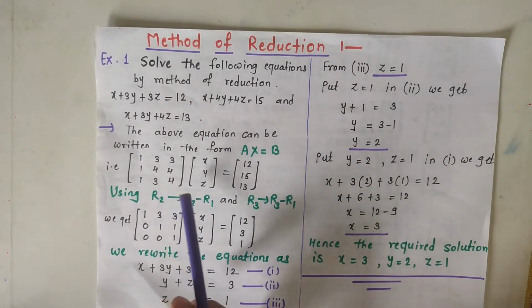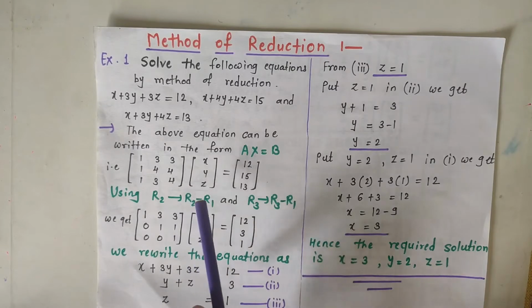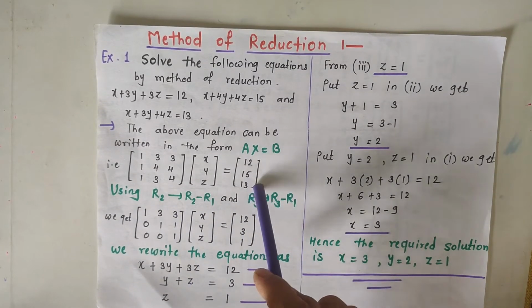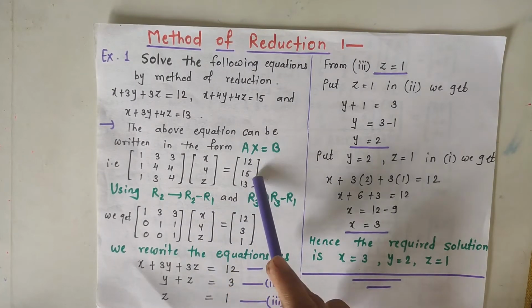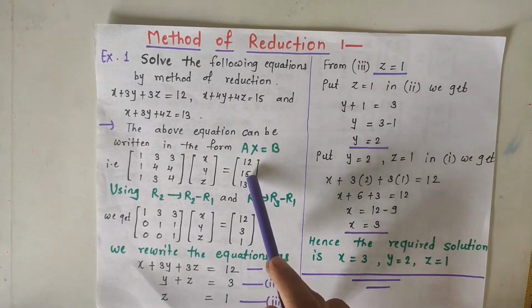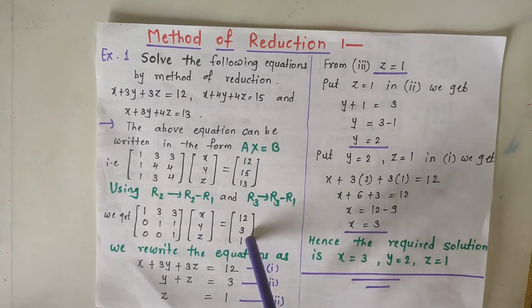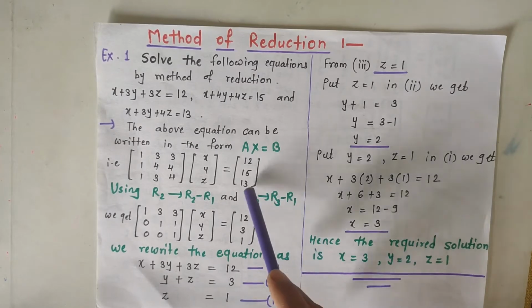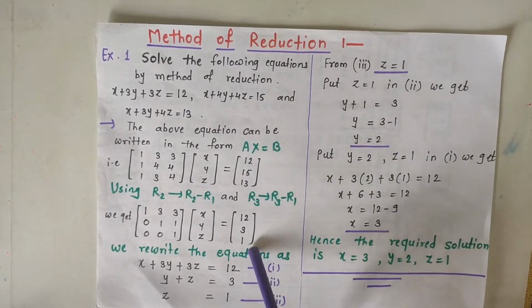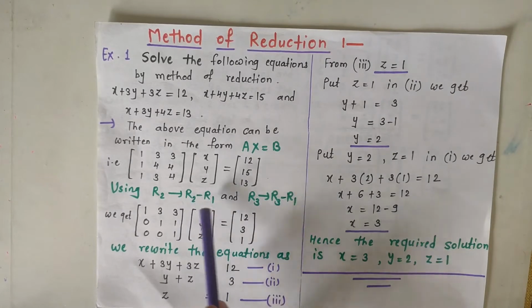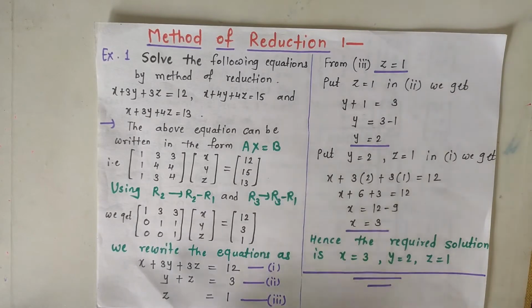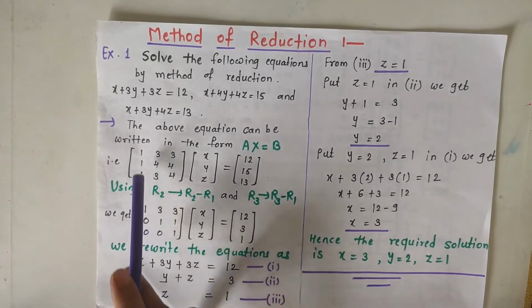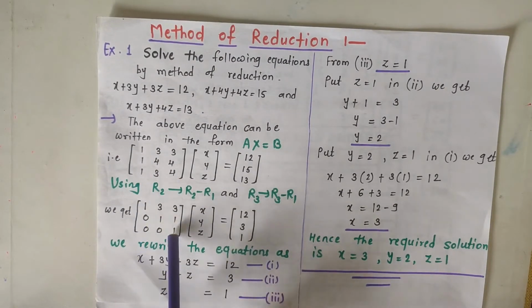Now simultaneously we have to apply the same row transformations on the constant matrix. So applying the first transformation R2 minus R1 on the constant matrix, 15 minus 12 is equal to 3, and on R3 minus R1, that is 13 minus 12, is equal to 1. So applying these suitable transformations on both matrices A and B, we get the upper triangular matrix, such that the below-the-diagonal elements 1, 1, 3 become 0, 0, 0.